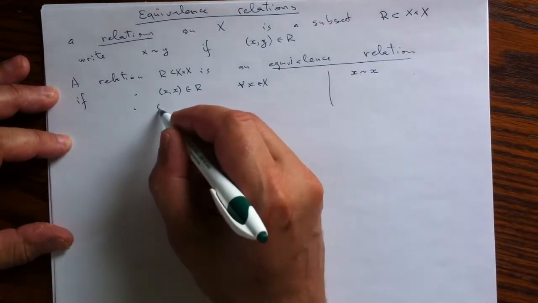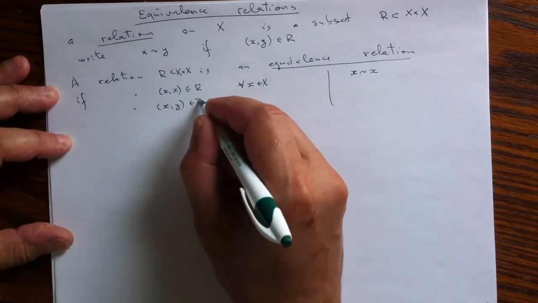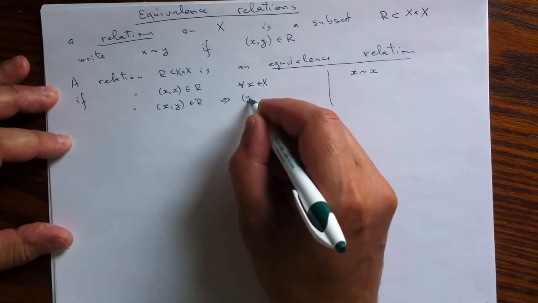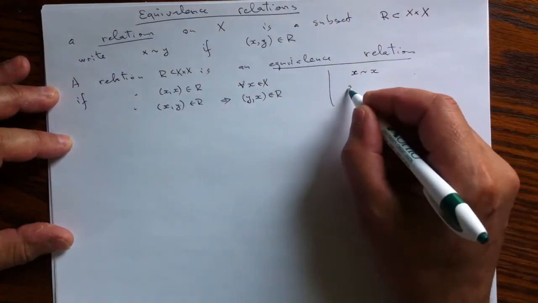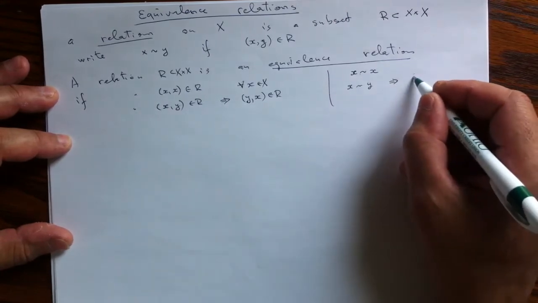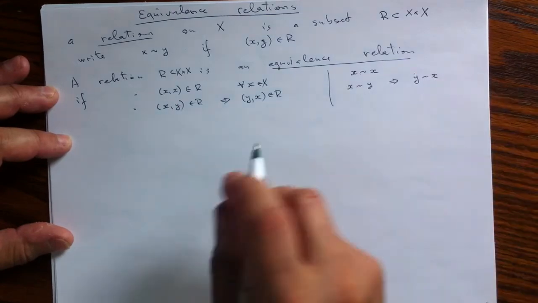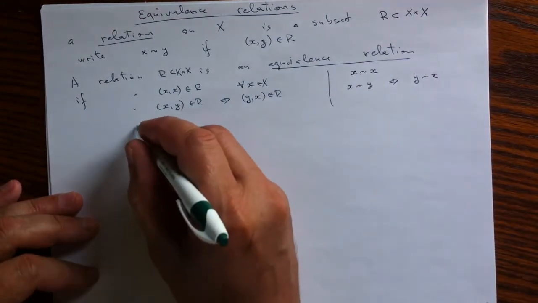Second property is that if the pair (x, y) is in R, then the reflected pair (y, x) is in R. In terms of this equivalence notation, this is the statement: if x is equivalent to y, then y is also equivalent to x.